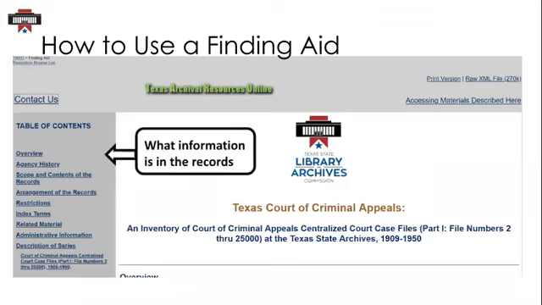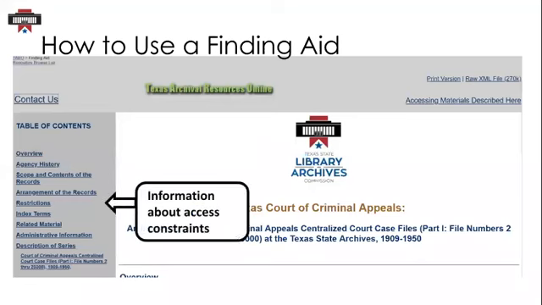Using the table of contents on the left side, I can navigate through this finding aid to find out more about the records and the agency. The overview will tell me generally, just sort of really broadly, what kind of information I'll find in the records. And I also want to draw your attention to the restrictions section, because that's going to give you information about if there are any access constraints that you need to consider when planning your visit.